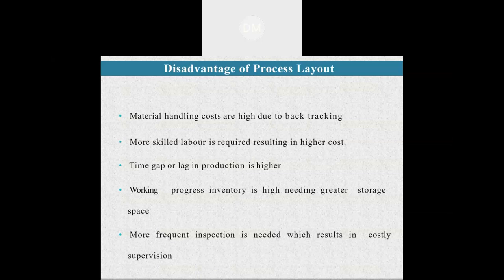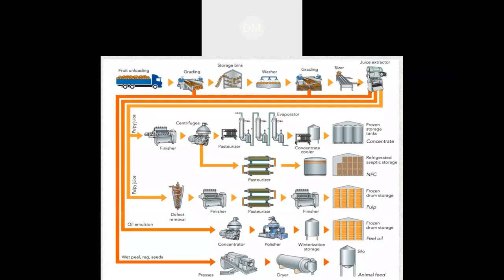Work in progress inventory is high, needing greater storage space. Then more frequent inspection is needed, which results in costly supervision. So this is one example of process layouts: processing of mangoes and all operations. Fruit unloading. Suppose unripe fruit, that time first ripening, and then ripe fruit is transported to processing areas, unloading, then grading, then storage bins, washer, grading, sizer, juice extractor. Those are the unit operations involved in processing.